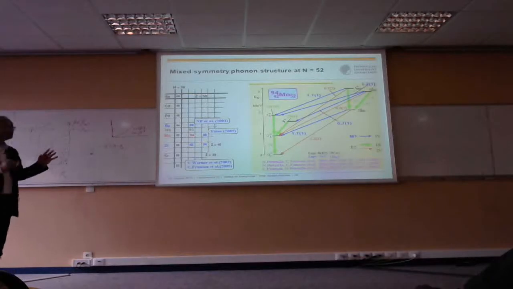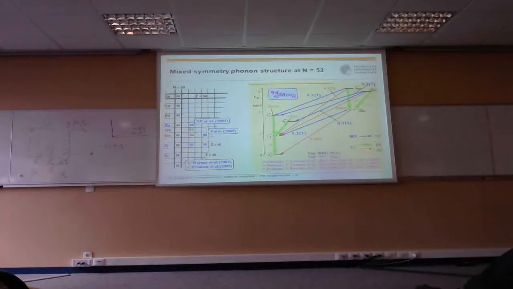So it's a vibrator, with the first 2+ state at an energy of 871 keV, close to 1 MeV, and the 2 phonon states somewhat close to twice this energy with some splitting. And then there's a third 2+ state here, which has a strong M1 matrix element to the first 2+, 1.7 nuclear magnetons. And there are 1+ and 3+ states on top that have strong M1 transitions, not to here, but to the symmetric 2 phonon states. So 2 phonon to 2 phonon.